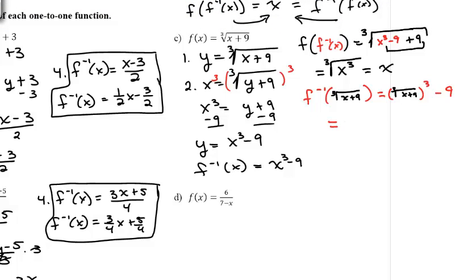Okay, so when I do this the other way around, now this cube root and this cubing are going to cancel each other out. So I'll be left with this x plus 9. And then we have minus 9 on the outside here. And positive 9 and negative 9 gives you 0, so we're left with x. Okay, so both ways that we did this, we ended up with x. And so because we got x both ways, these are inverses of one another. Okay.